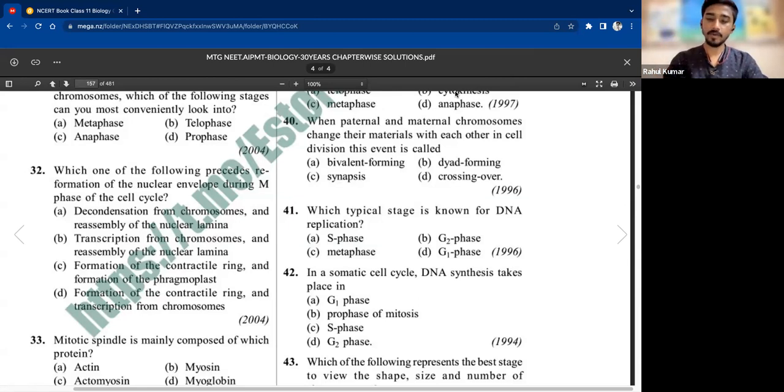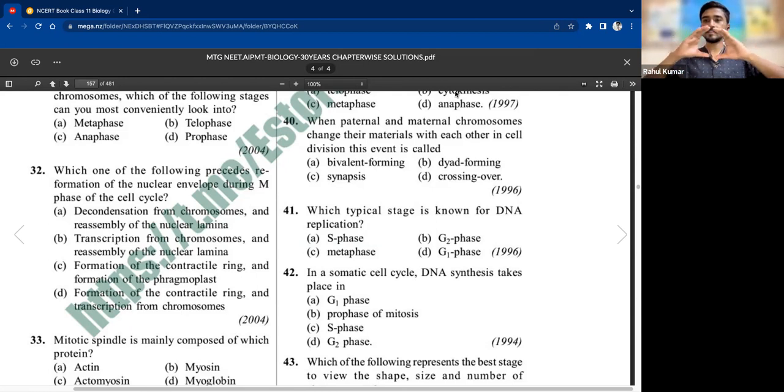Formation of contractile ring. Now, what is contractile ring? Write down contractile ring. When a cell is dividing during cytokinesis and it pinches from outside in, how does it pinch? How can you pinch something outside in? You make a ring around it and keep contracting it.